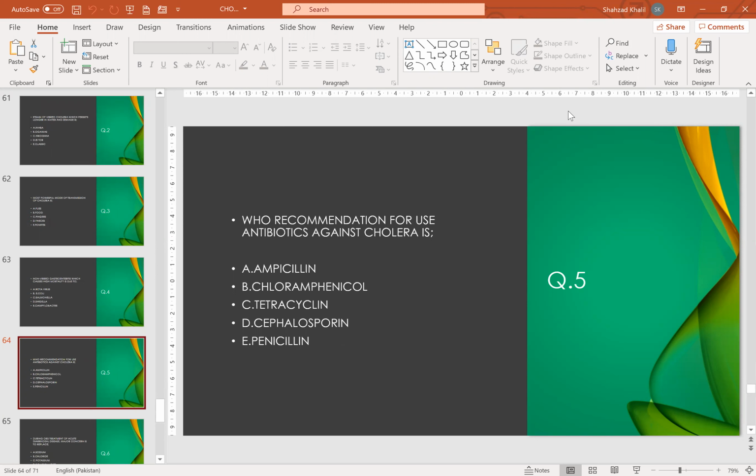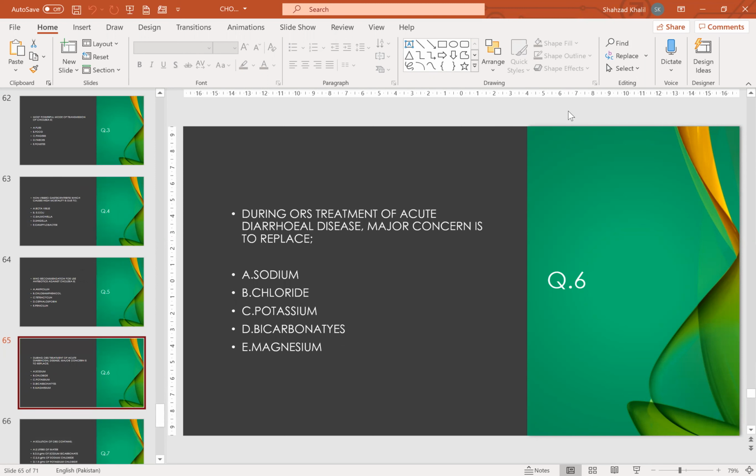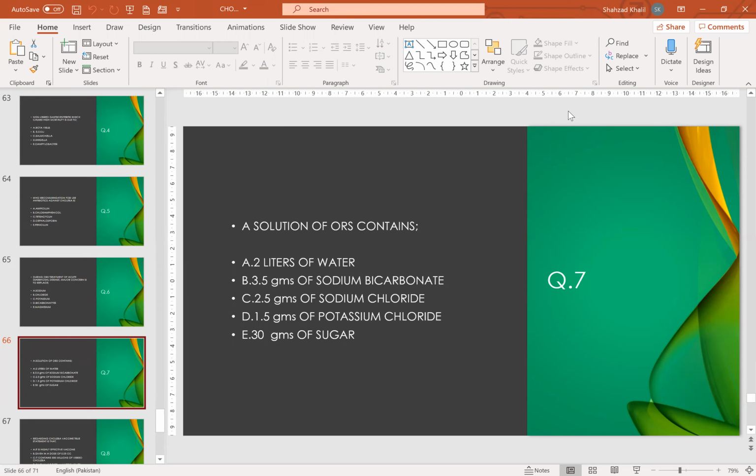The WHO-recommended antibiotic for use in infection control of cholera is tetracycline. During the treatment of acute diarrheal disease, the major concern is to replace sodium chloride, potassium bicarbonate, and potassium. Potassium. A solution contains 2 liters of water, 2.5 grams of sodium bicarbonate, 2.5 grams of sodium chloride, 1.5 grams of potassium. No, it's D, 1.5 grams of potassium chloride.